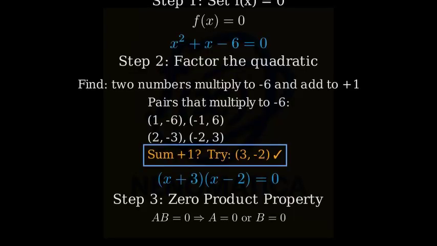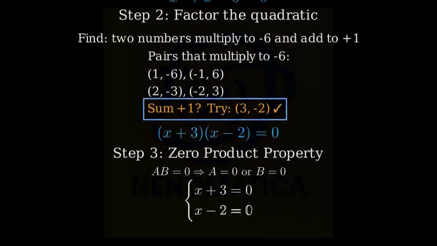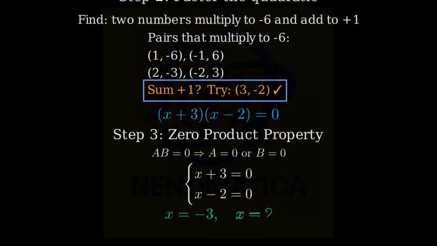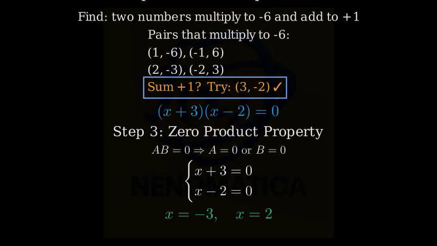Step 3. Use the zero product property. If a product equals 0, at least one factor equals 0. So set x plus 3 equal to 0 or x minus 2 equal to 0. That gives x equals negative 3 and x equals 2.